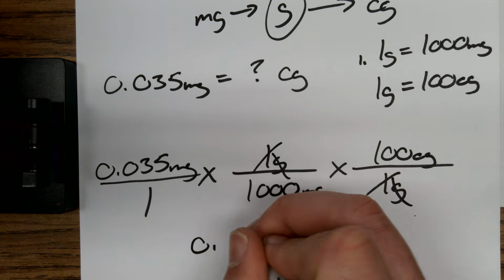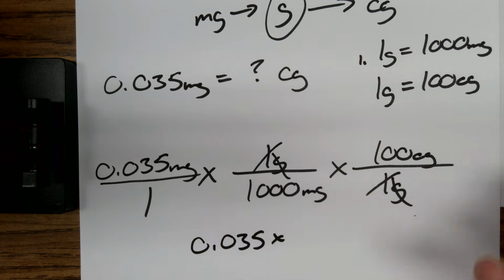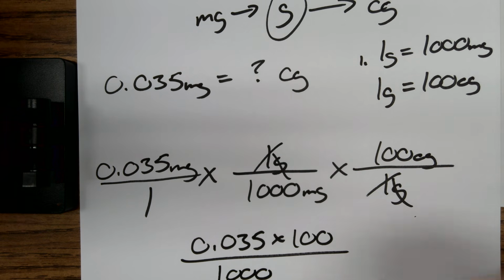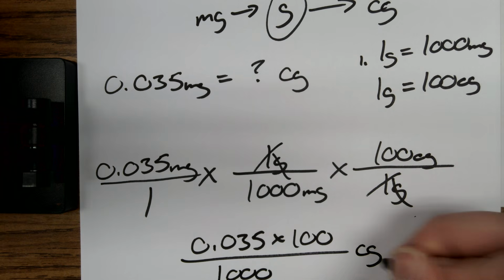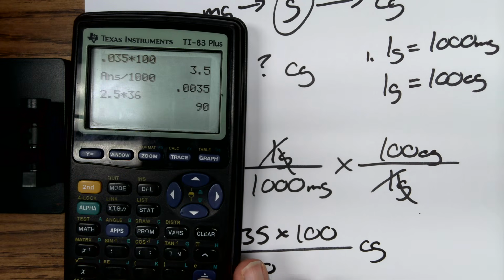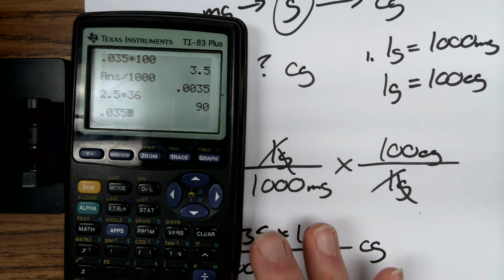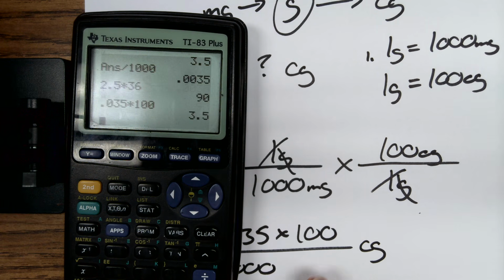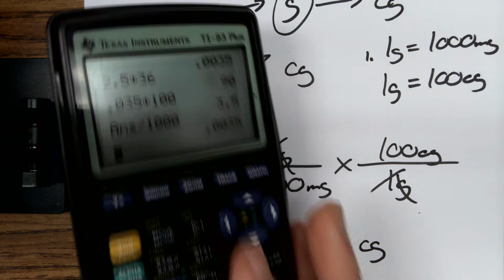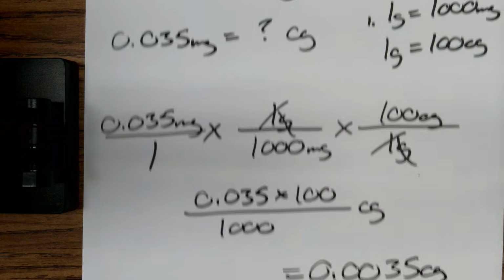So it's going to be 0.035 times 100 divided by 1,000 centigrams. I'll take out my handy dandy calculator again. 0.035 times 100 gives me 3.5. I'm going to divide that by 1,000. I have a final answer of 0.0035 centigrams. There we go.